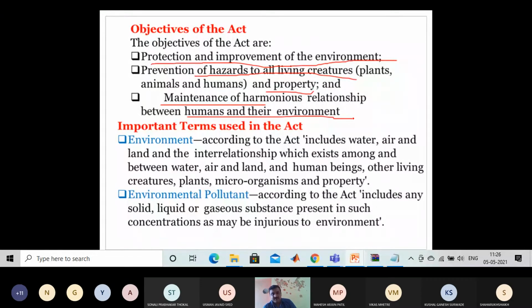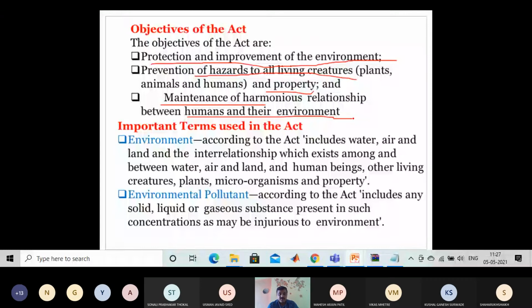Cutting the trees and changing the habitat of particular animals, all these things are going to be done by humans. So our aim is to maintain the harmonious relationship between humans and their environment, because most of the time, if I observe, leopards enter the human area. Why do these leopards enter the human area? Because food is not available in the forest.